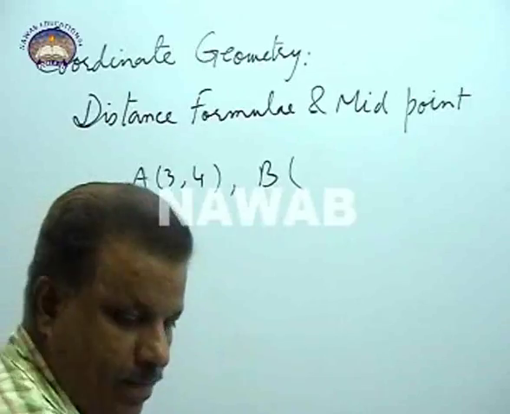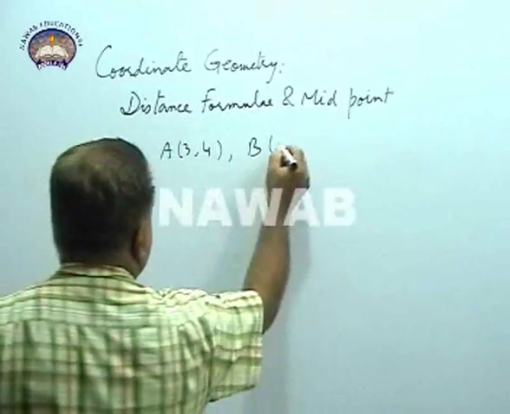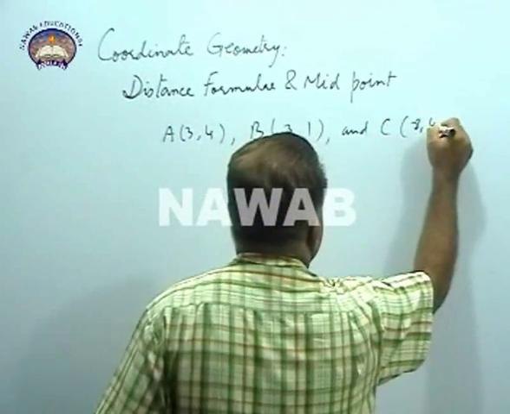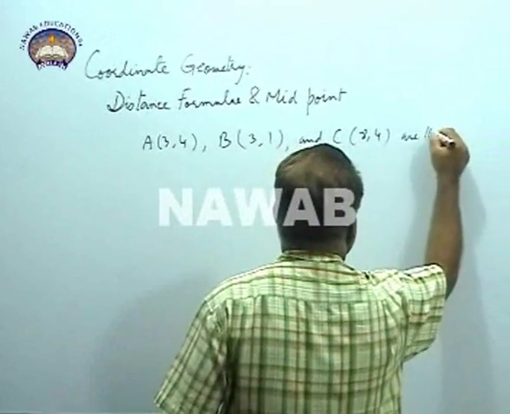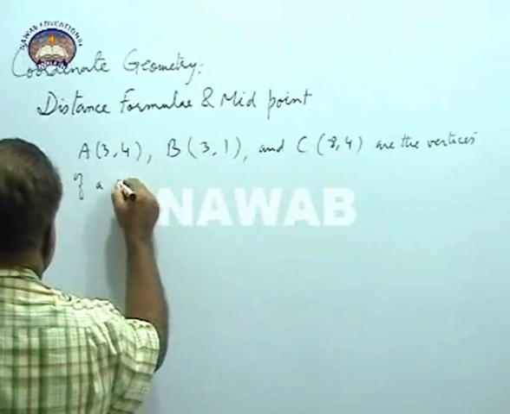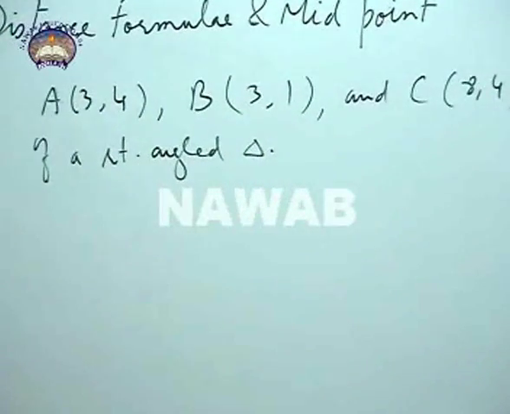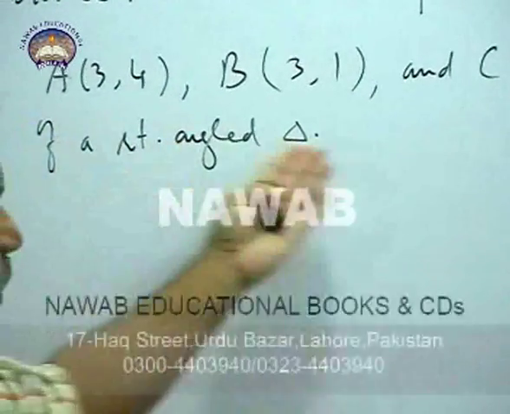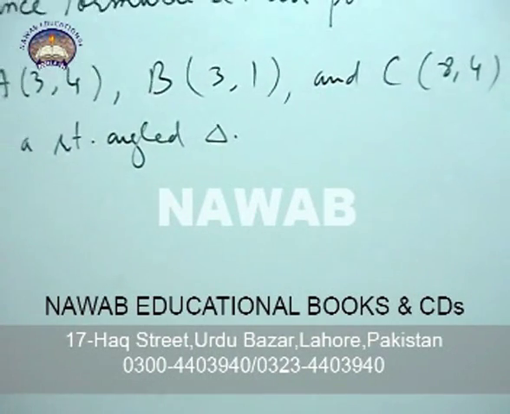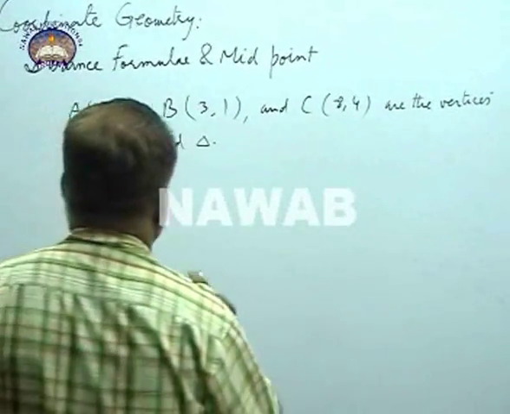B(3, 1) and C(8, 4) are the vertices of a right angled triangle. So first of all, we have to prove that these three vertices, when we join them, will make a right angle triangle. And then afterward, we have to find the length of perpendicular from A to BC.